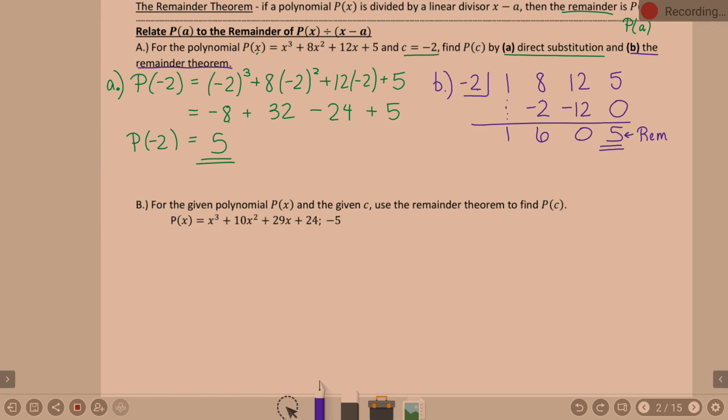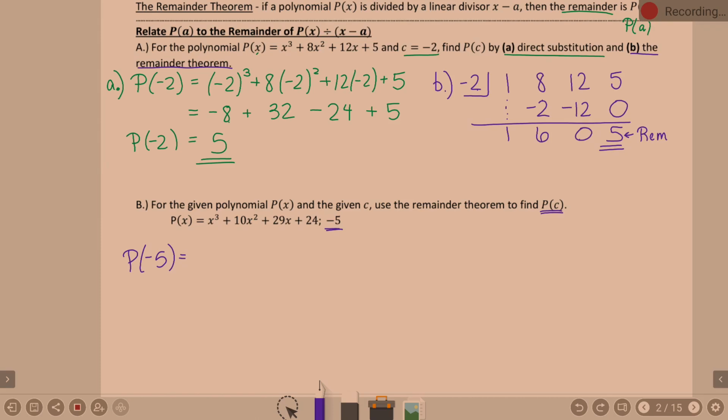For the given polynomial and the given C, use the remainder theorem to find P of C. Does it tell you how to do it? No. When they ask you to find P of C, what is my C value? Negative 5. So they're asking you to find P of negative 5. What are the options? One option is direct substitution. Can we plug it in?